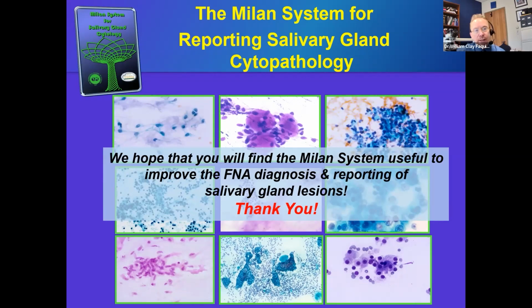If they're dealing with something that's very well circumscribed, they're not worried that they're going to have to do a radical surgery, they may not do a repeat FNA. They may just go to surgery and probably do a frozen section at the time of surgery to confirm that it's a pleomorphic adenoma or Warthin tumor or something like that.